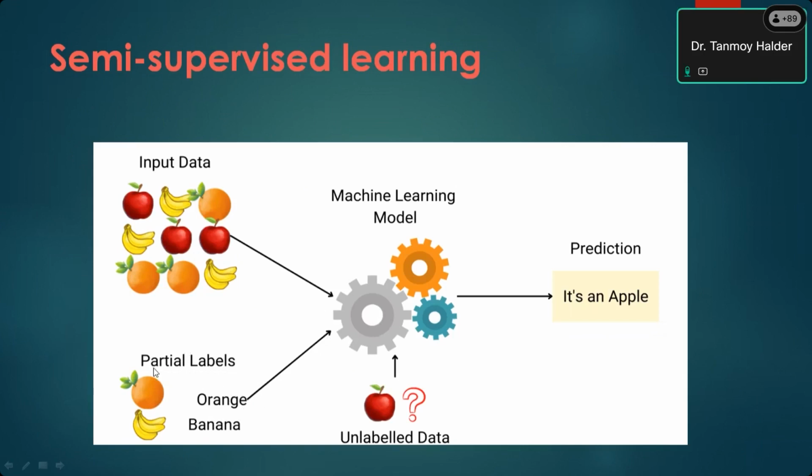Obviously, some properties are there, some features are there. Features of orange it will get, features of banana it will get, and from that it will identify which is not falling under all these features. Then obviously this is another type of fruit, and that may be apple. So this is semi-supervised learning.